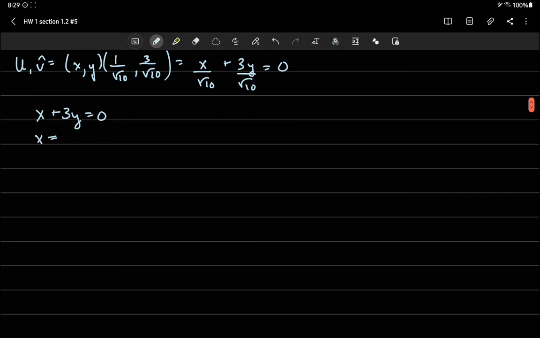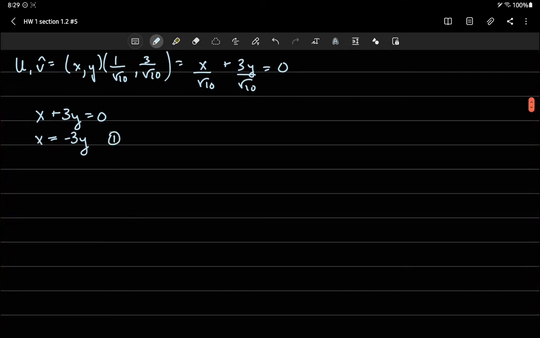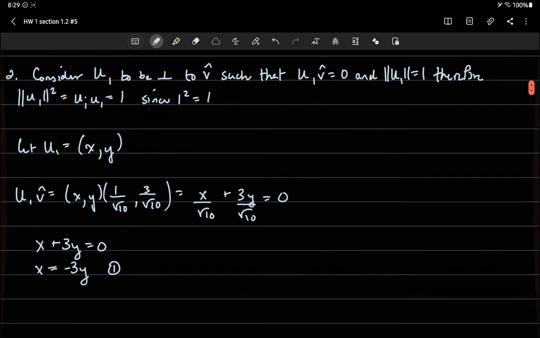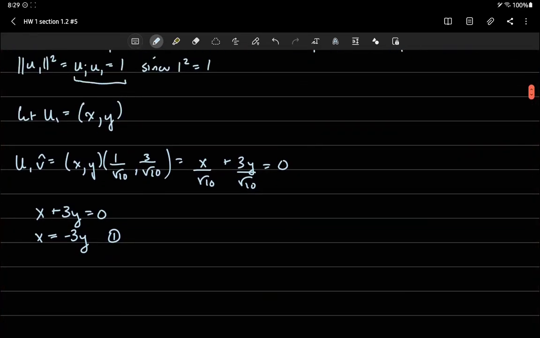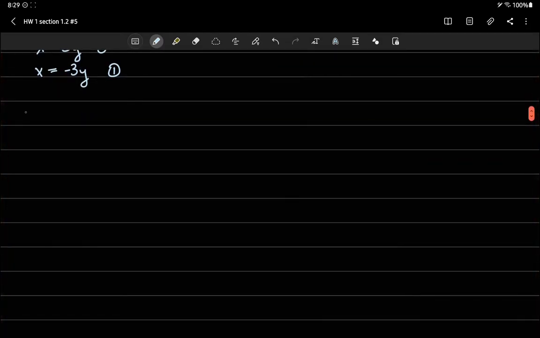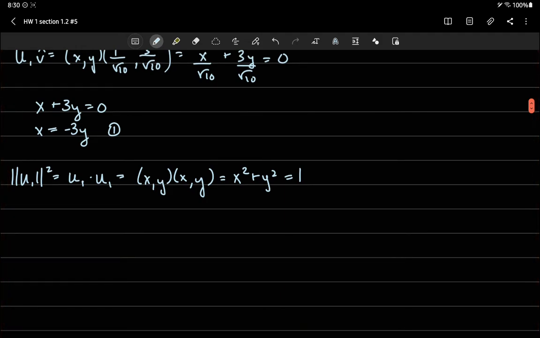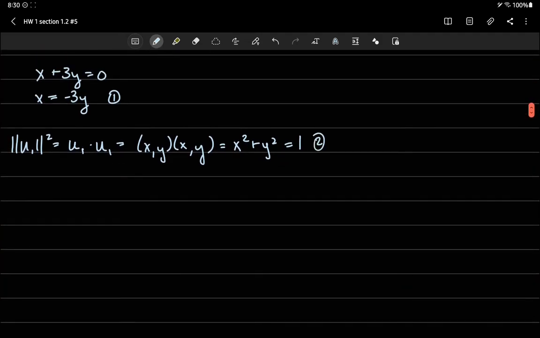Isolate the x, and we get x to be equal to negative 3y. This is going to be equation 1 out of the system of equations that we're building. To get equation 2, we'll be looking up here, where we said that the length squared of u1 is u times u, which is equal to x y times x y, which is just going to be x squared plus y squared, and that equals 1. And this is equation 2.